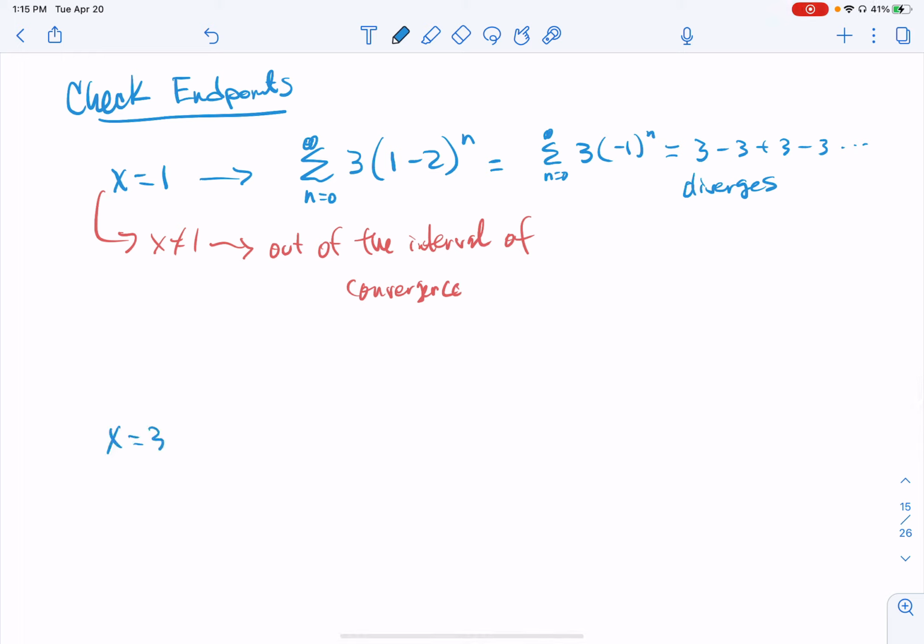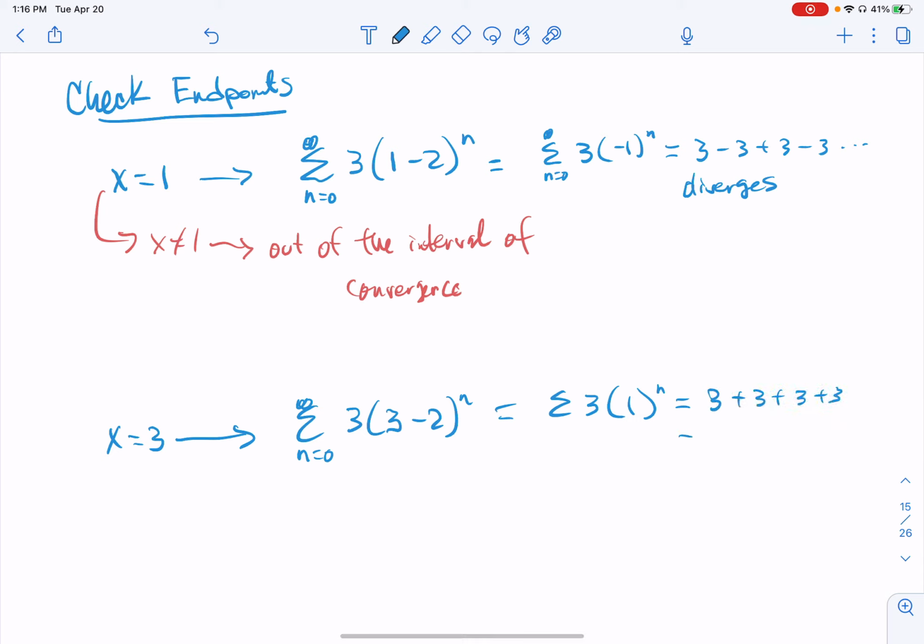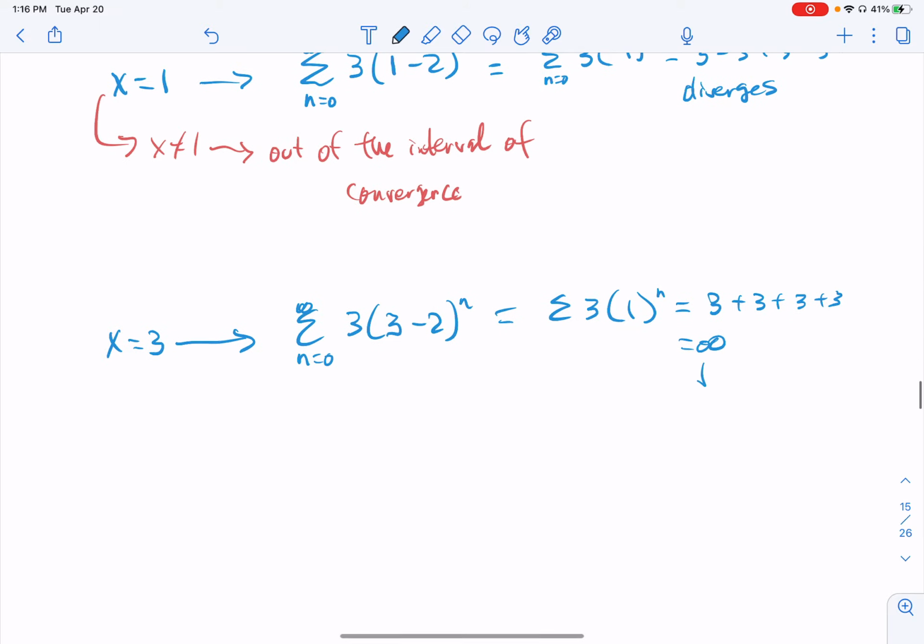Let's try the 3. Maybe this one's going to work. I got a good feeling about it. All right, n equals 0 to infinity. 3 on the outside, I get a 3 minus 2 on the inside. There's my x value. Raise it to the nth. Let's simplify here. 3 on the outside. 3 minus 2 just gives me 1 to the nth power. Oh, dang it. It didn't work either, because this one is just going to be 3 plus 3 plus 3 plus 3. So this one's going to shoot off to infinity, which also diverges.